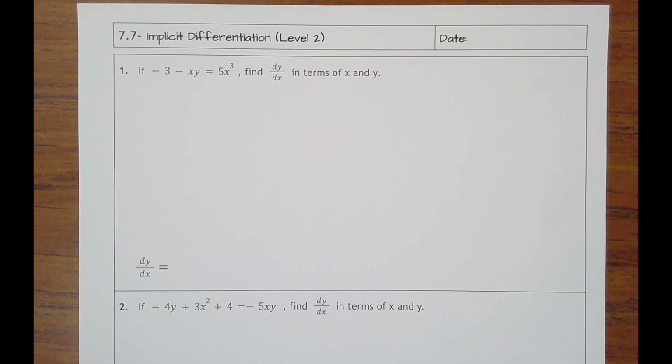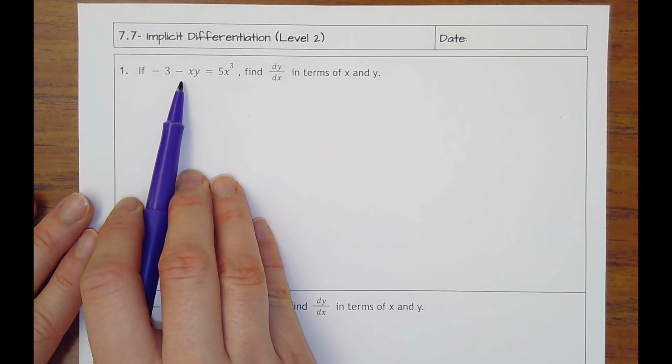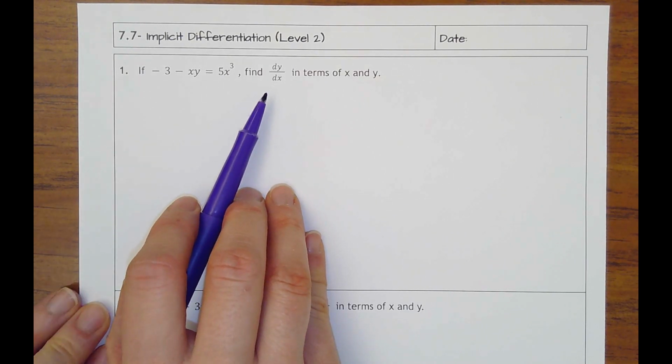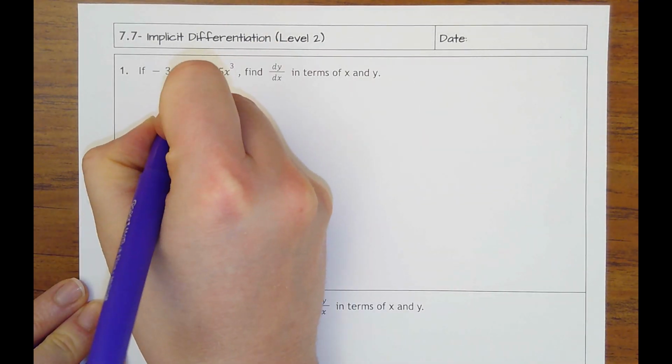Lesson 7.7, Implicit Differentiation, Level 2. It says, if we have negative 3 minus x times y equals 5x cubed, find dy over dx in terms of x and y. Okay, I'm going to write the function again.